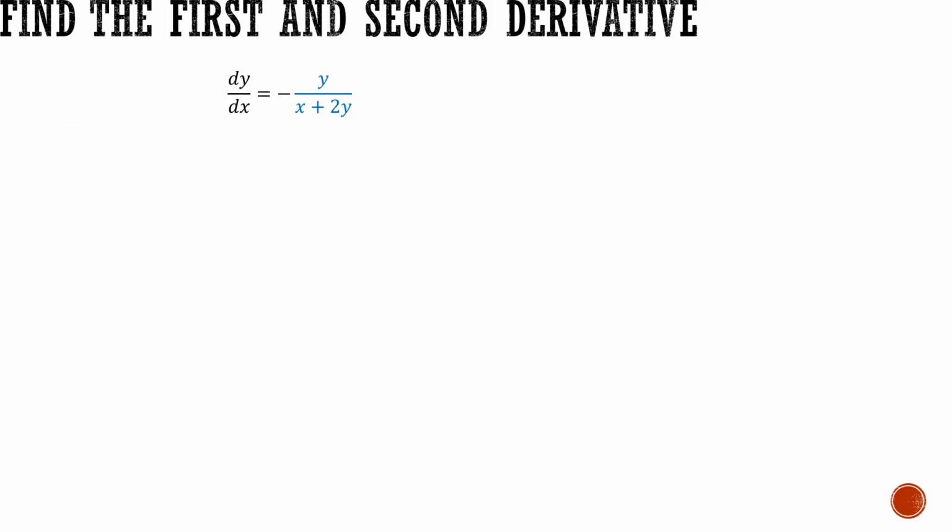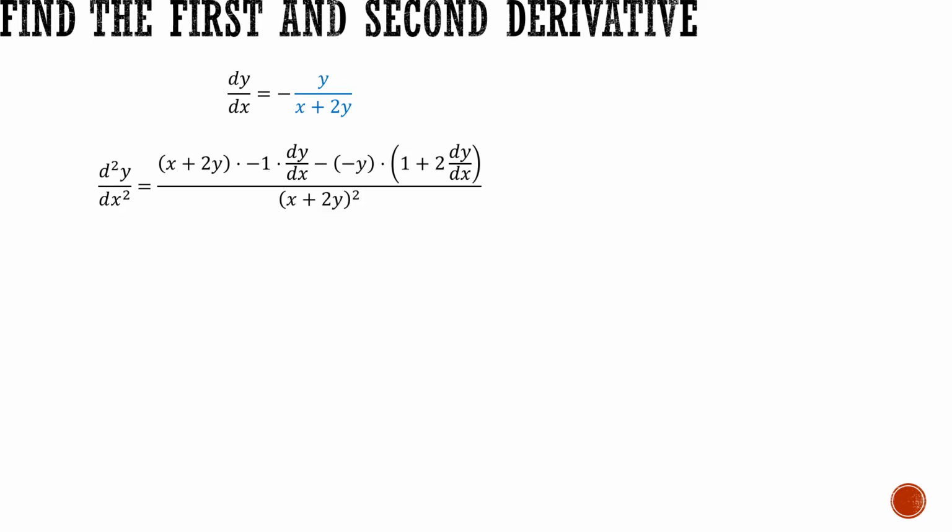Now let's look at finding the second derivative of this problem. So again, the first derivative is negative y over x plus 2y. And to find the second derivative, notated as d squared y over dx squared, I'm simply going to use quotient rule. So I'm going to do low, which is x plus 2y, d high, which is negative 1 dy/dx, minus high, and then d low, which would be 1 plus 2 dy/dx, over low squared, which would be x plus 2y squared.